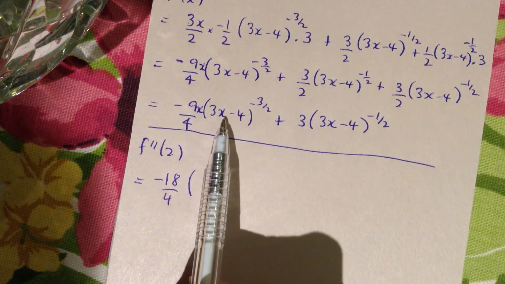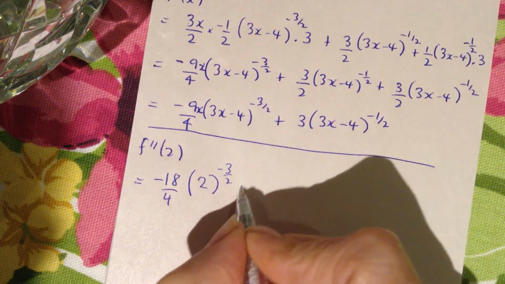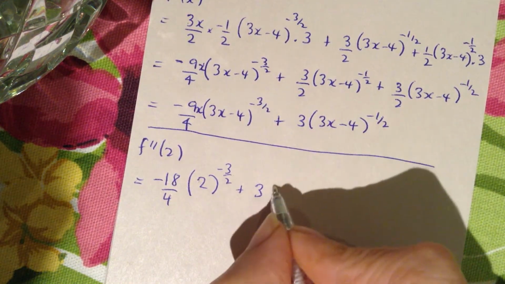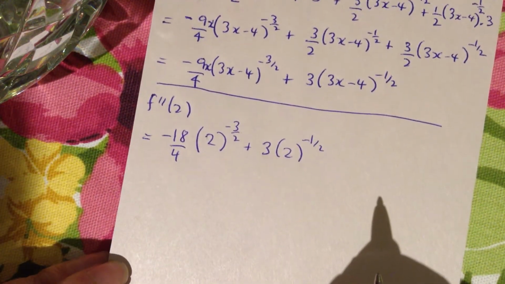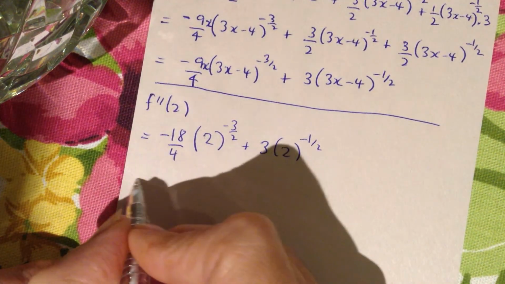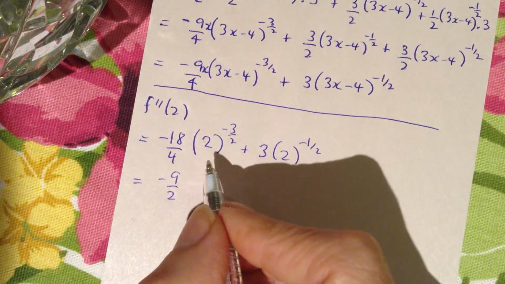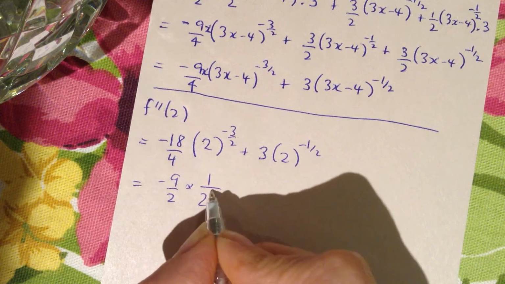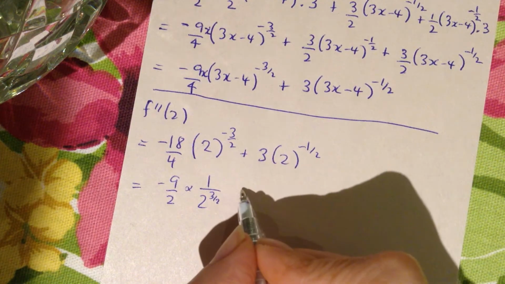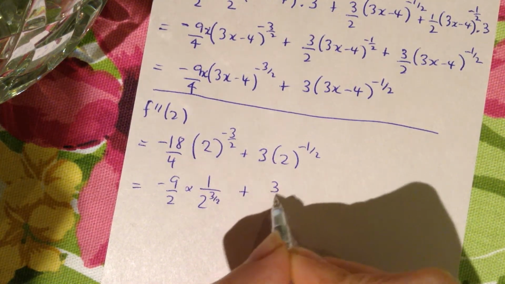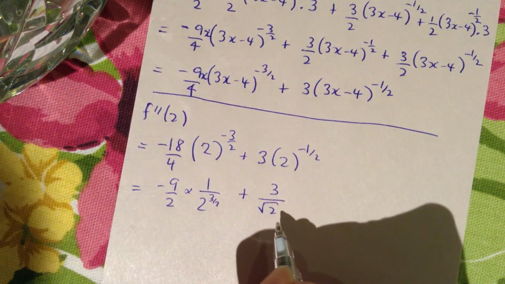3 times 2 is 6, 6 minus 4 is 2. So 2 to the power minus 3 on 2, plus 3. Same thing happens here, becomes 2, and then to the power minus a half. So that becomes minus 9 on 2 times 1 over 2 to the 3 on 2. That's what that term becomes. And then this one is 3 over root 2, because 2 to the minus a half is root 2 on the bottom. Okay, keep going.